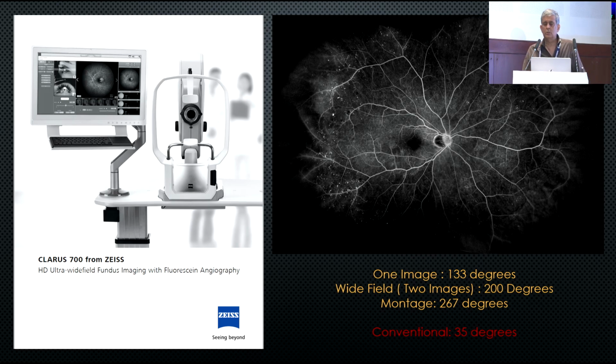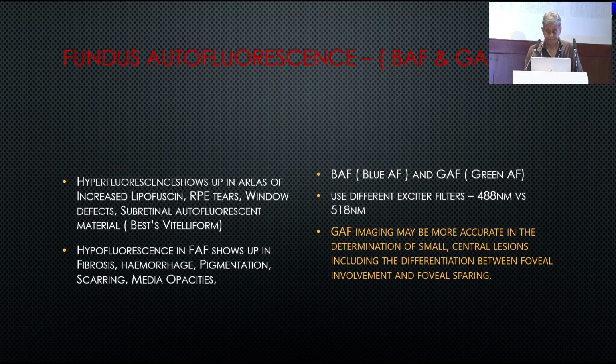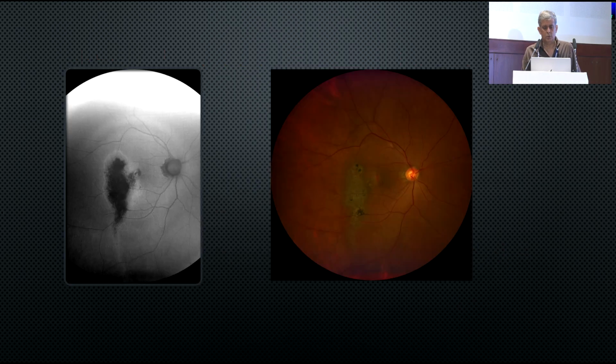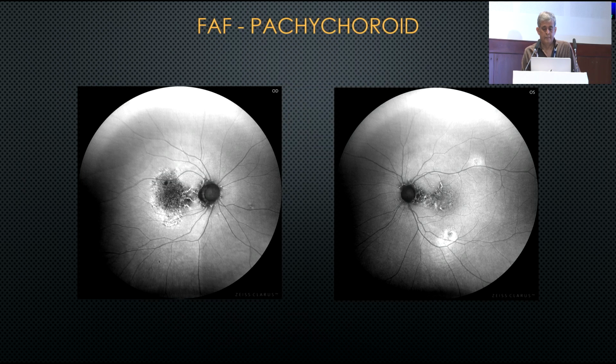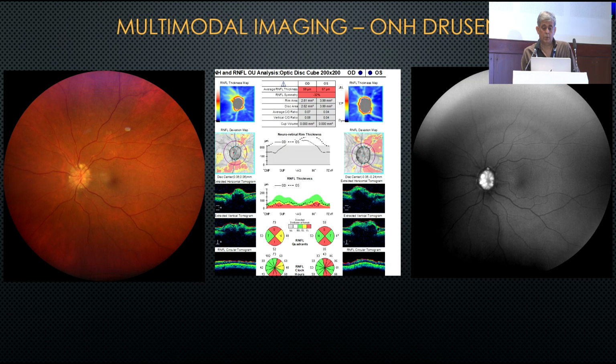The other method we use for monitoring and looking after patients is the Claris 700, and I can say this without doubt that this is one of the finest machines that I have ever used for photography. It's just absolutely fabulous. With a small pupil, we get absolutely crystal clear views, and we get true color manifestation. We can also do an autofluorescence with it. Here is a guttering seen in a pachychoroid. Here's a stippled change that you see in pachychoroid again.